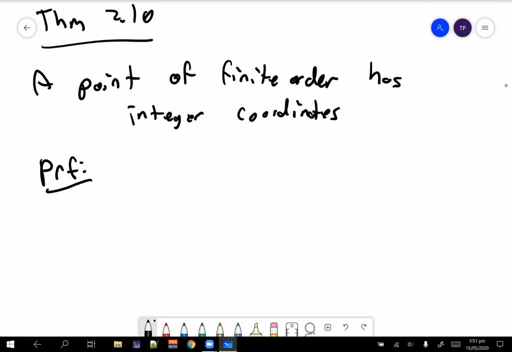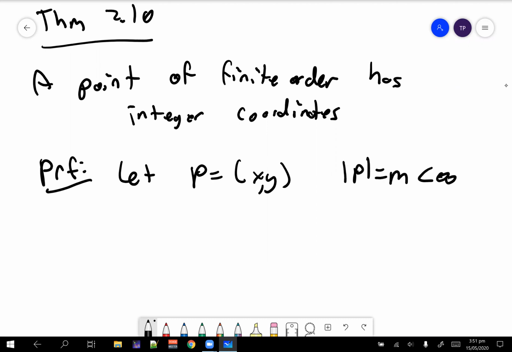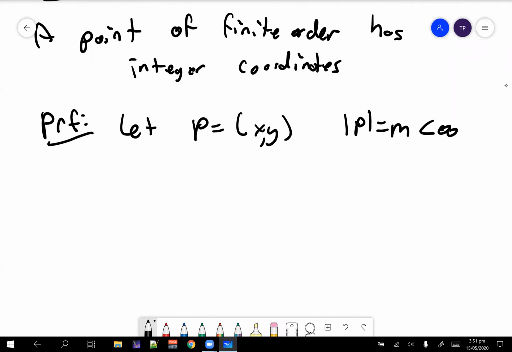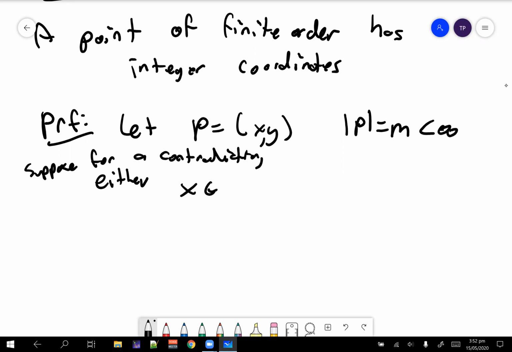Proof. So we consider cases here. We suppose a point P has finite order, so let's call that order M. And suppose for a contradiction that we don't have the conclusion: either x is not an integer or y is not an integer.